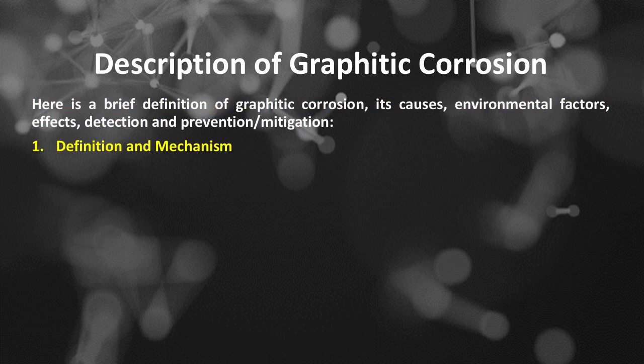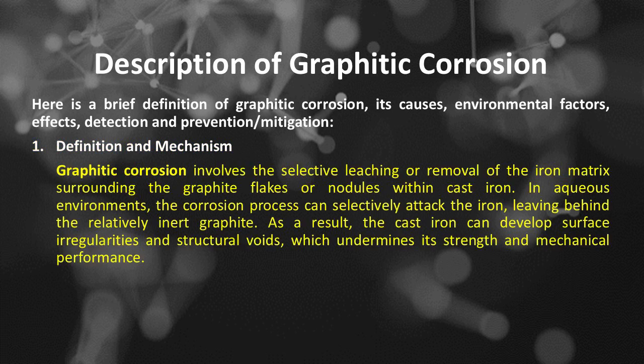Number 1 is definition and mechanism. Graphitic corrosion involves the selective leaching or removal of the iron matrix surrounding the graphite flakes or nodules within cast iron. In aqueous environments, the corrosion process can selectively attack the iron, leaving behind the relatively inert graphite. As a result, the cast iron can develop surface irregularities and structural voids, which undermines its strength and mechanical performance.